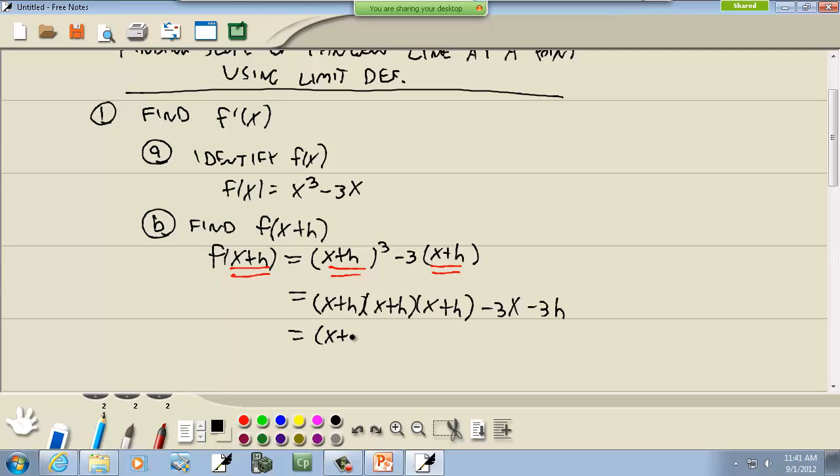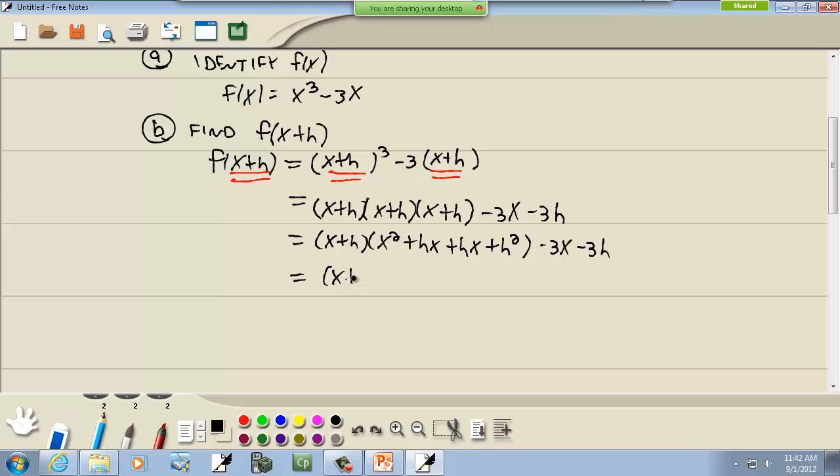I'll bring down one of these x plus h's. Here we get x squared, x times x is x squared. X times h is hx. H times x is hx. And h times h is h squared. Minus 3x minus 3h.